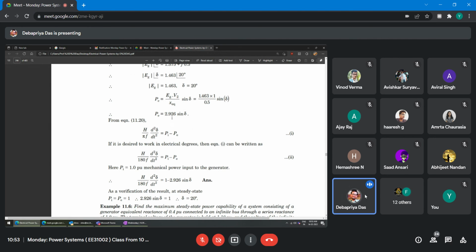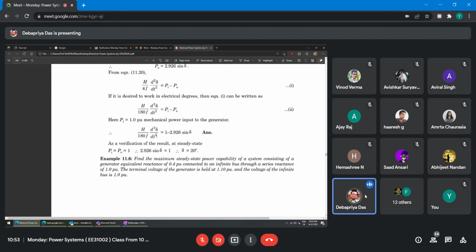Now, H by pi f d square delta upon dt square is equal to Pi minus P, where Pi is the mechanical power input to the generator, in radian, or in degree, and Pi is equal to 1 per unit. Therefore, the swing equation d square delta upon dt square is equal to this much, right?